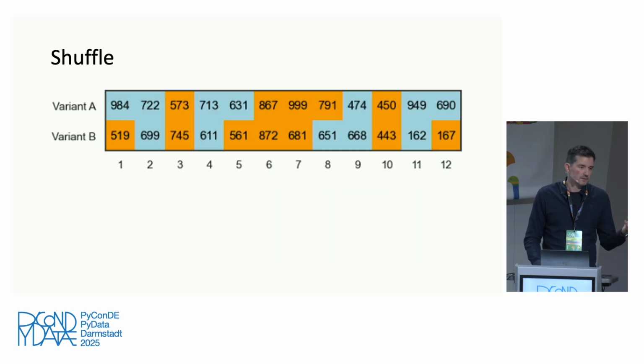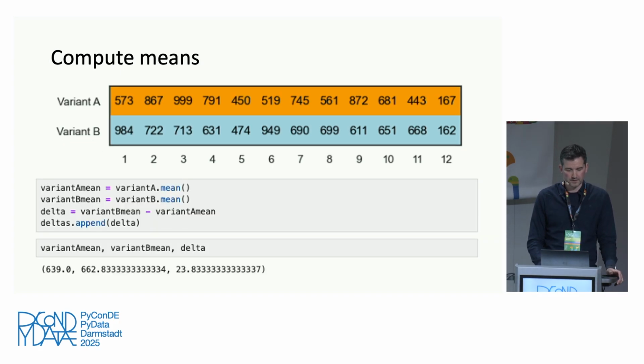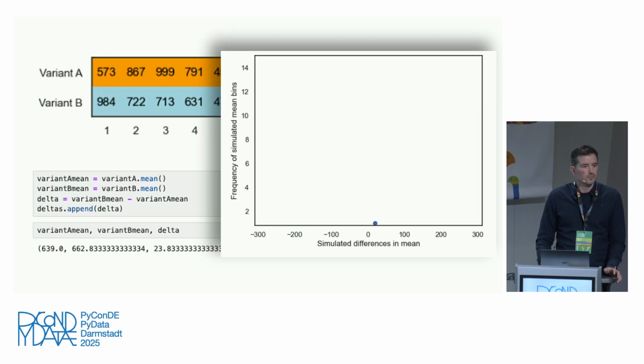And then, because you also know how to write for loops, you can do this a couple of times, right? You can shuffle, then you can rearrange. So this is no longer the original variant A and variant B. It's just rearranged according to the shuffling. And then you compute the means. And now, of course, the mean here is different. It's no longer 172, it's 23.8. And this is because we shuffled it, right? And then you can plot it on what is to become a histogram in the end.